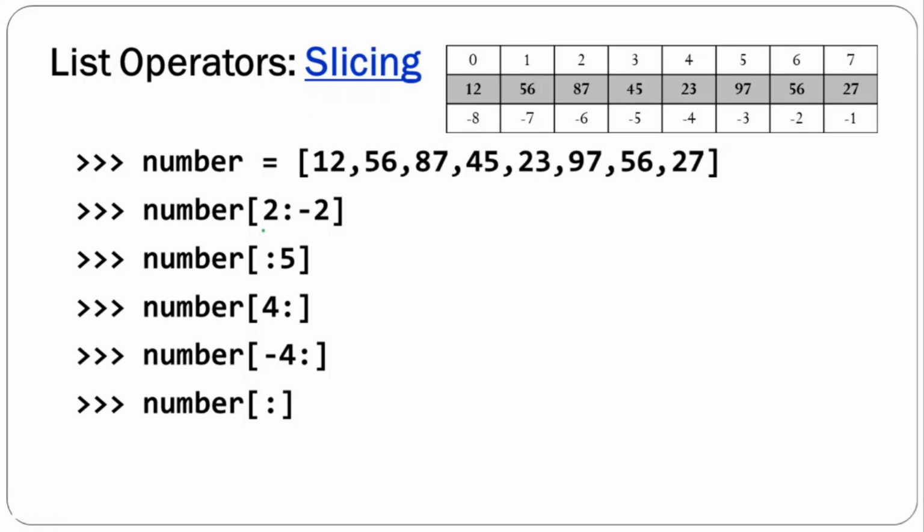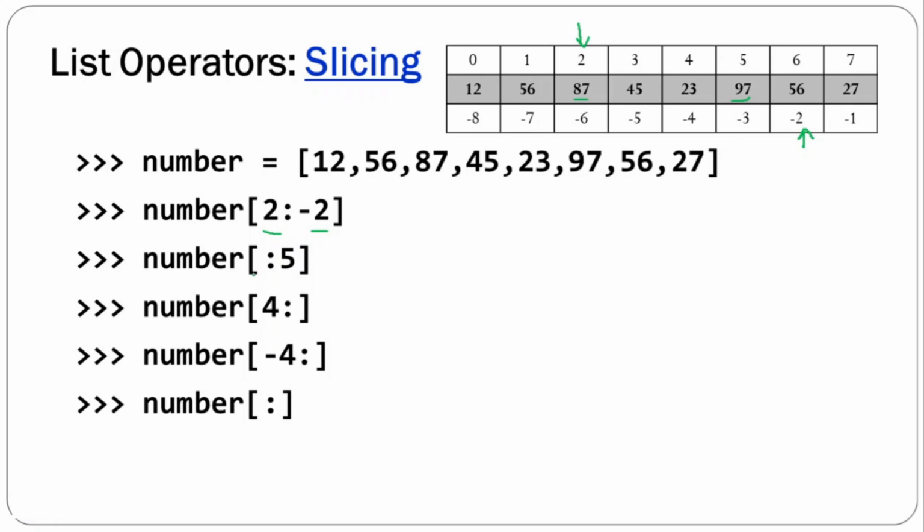First example is number[2:-2]. The starting index is 2 and the ending index is minus 2. So the items from 87 to 97 will be the output.